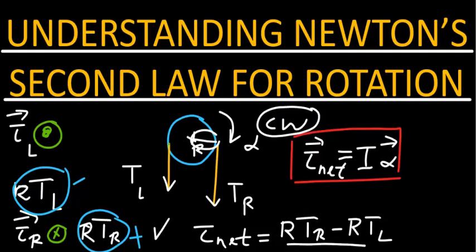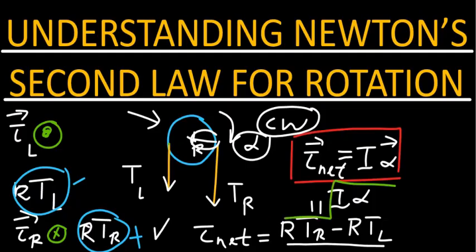Now we can equate this term to the moment of inertia of that pulley times the angular acceleration of that pulley. So this is how we apply Newton's second law for rotation for rotational systems. It is less straightforward, especially when it comes to determining the direction of the net torque compared to the linear case. However, the algebra is exactly the same as for the linear case.